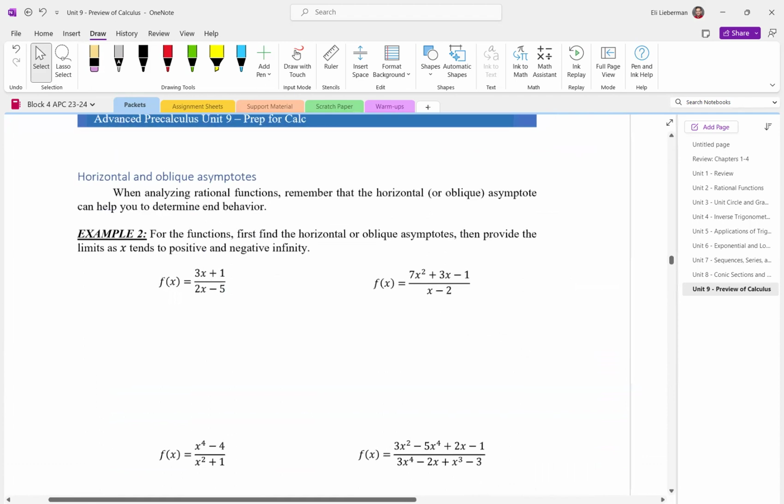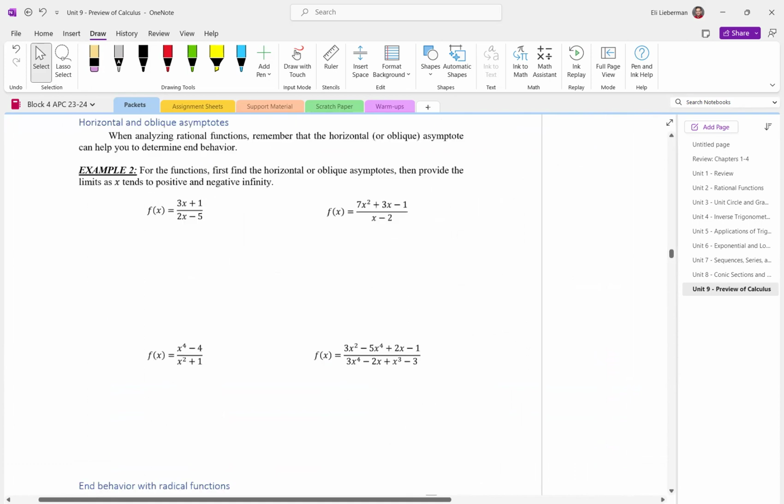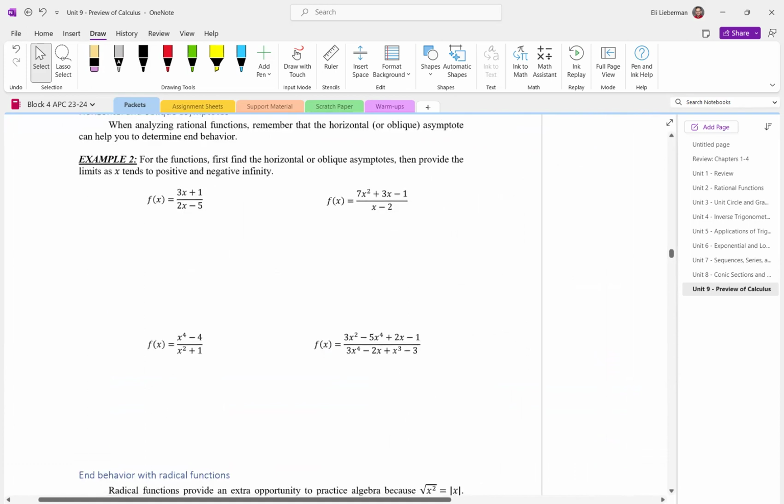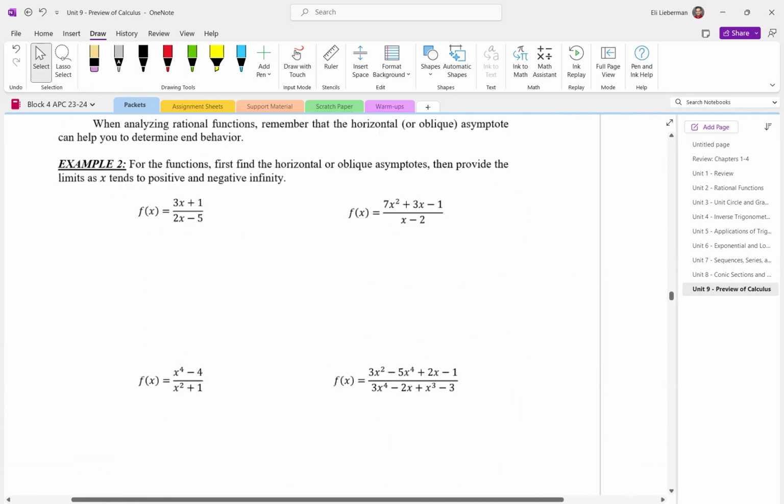Well, look at these. Horizontal and oblique asymptotes. I can give you a moment to discuss all 4 of these.